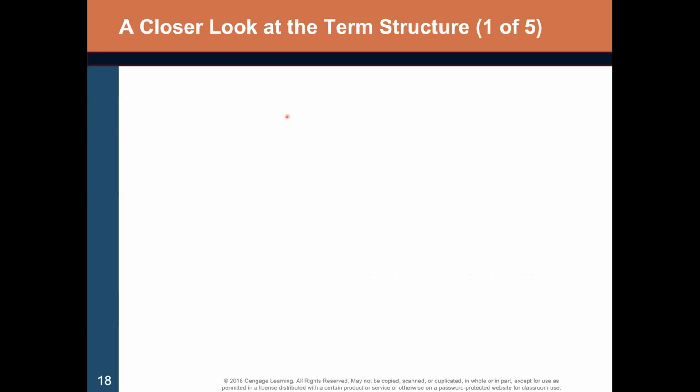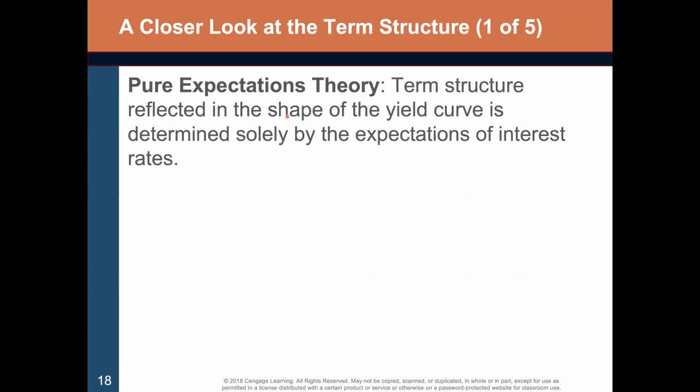So now let's take a closer look at the term structure. We're going to discuss a couple of different theories. The first one is called the pure expectations theory. This theory states that term structure, reflected in the shape of the yield curve, is determined solely by the expectation of interest rates. We'll talk about the yield curve and what that means. But this theory says it's solely dependent upon the investor's expectations of interest rates.